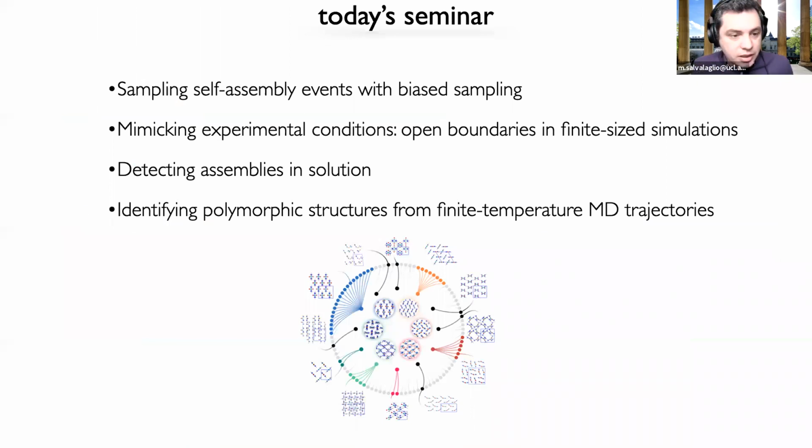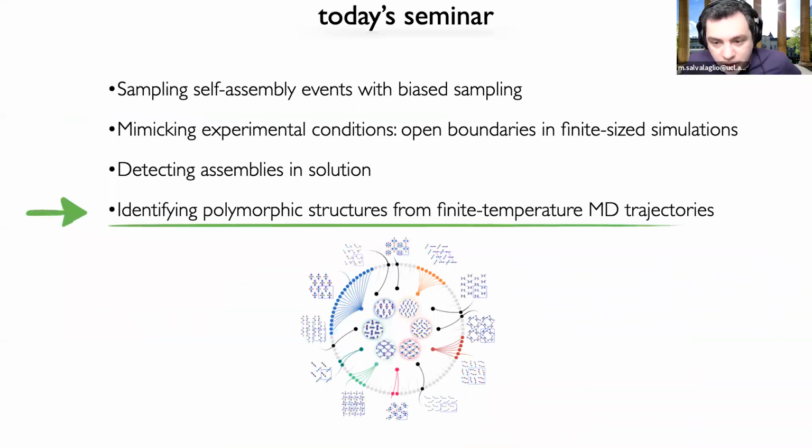Okay, this brings me to the last example that I want to make, which is essentially taking this idea of clustering structures and taking it from the Cartesian space where ions can be found, and bringing it to an abstract space of similarity between finite temperature structures. So here I want to show how we're using PLUMED within a framework to identify polymorphic structures from finite temperature MD trajectories.